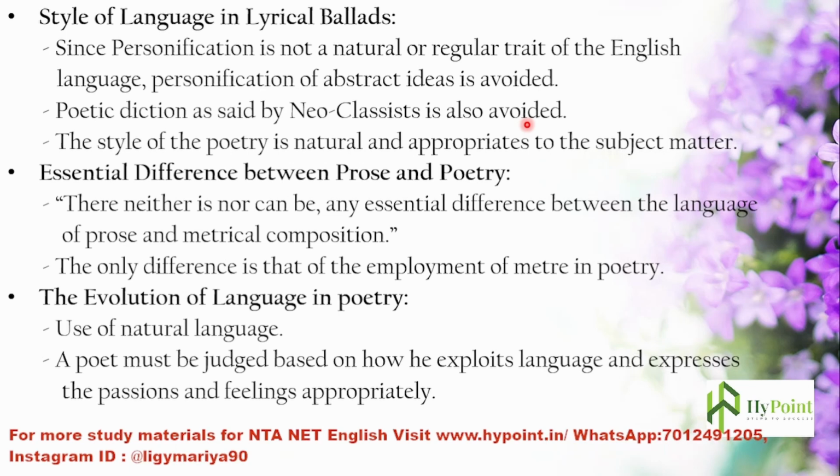So that was completely rejected by Wordsworth, and he used simple and rustic diction, which is suitable for the humble and simple themes that he has produced through his poetry. The style of the poetry is natural and appropriate to the subject matter. The style that he has chosen is so natural because he is telling about humble and rustic subject matters in a rustic language. So the style should be suitable, appropriate and natural to the subject matter that he has used in his poetry.